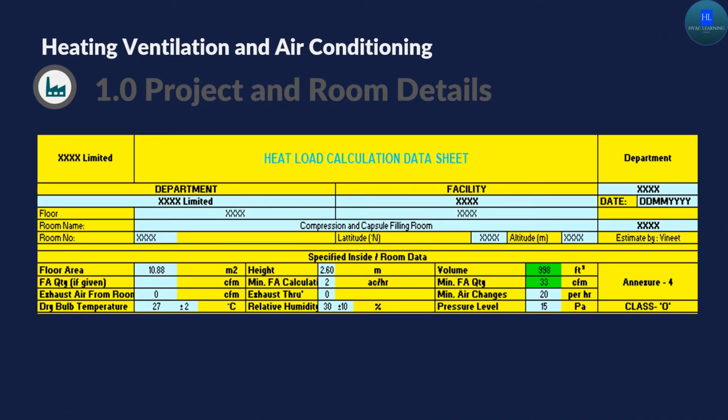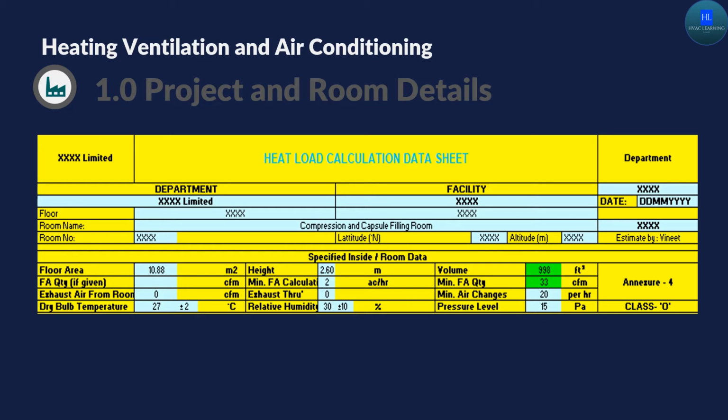So this is the first step where we need to collect the project and the room details. So let's say we are working on a particular project or company. Then we have a particular department or facility on a particular date when we are working on the heat load calculation sheet, which floor the area is located on, the room name or room ID maybe, or the function, what kind of activity is being carried out inside that area. We have mentioned compression and capsule cooling room.